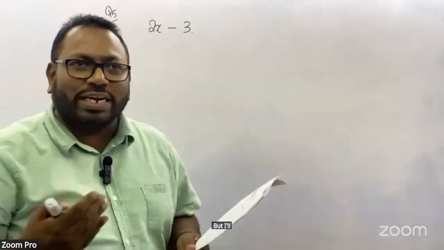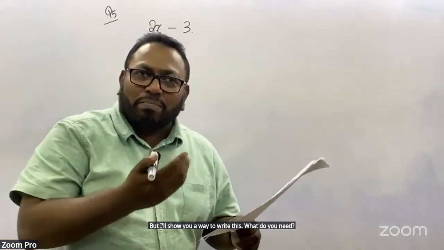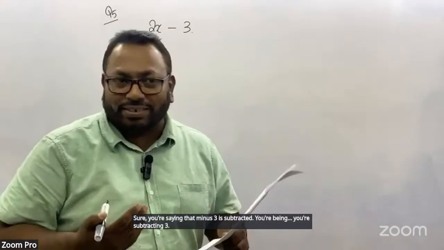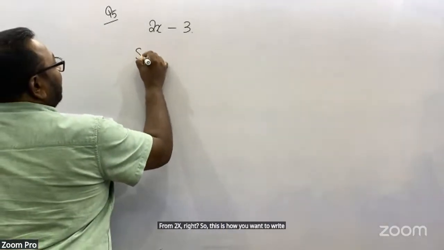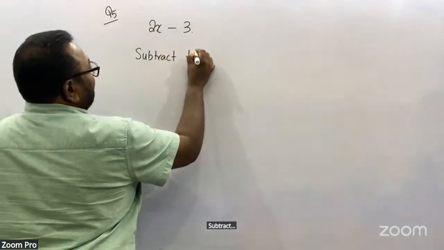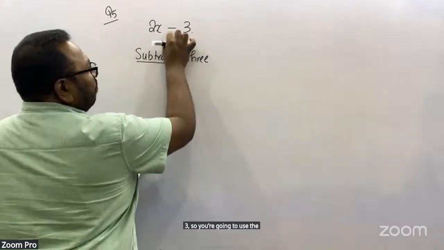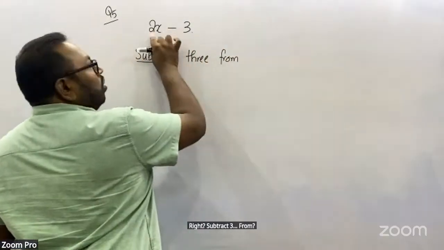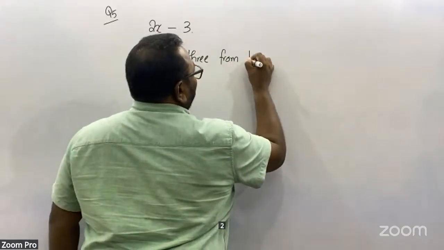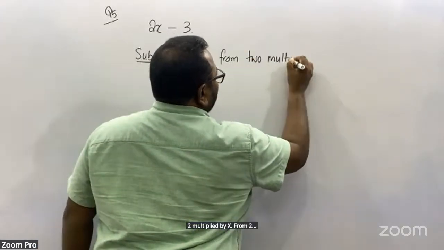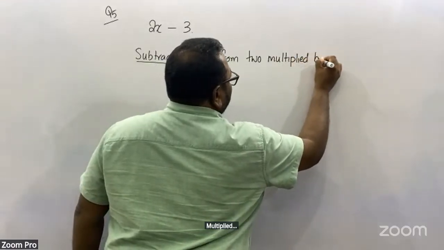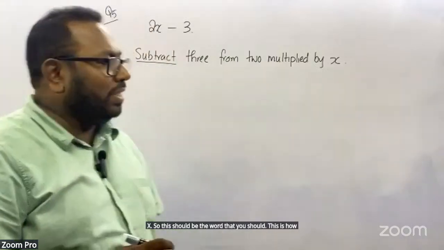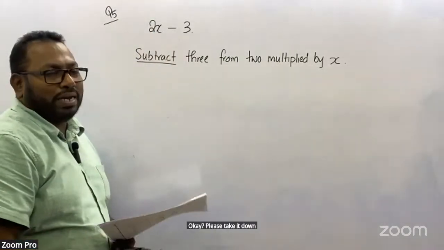But I'll show you a way to write this. What do you need to show? You're saying that minus 3 is subtracted. You're subtracting 3 from 2x, right? So this is how you want to write it in words. Subtract 3. So you're going to use the word subtract for this, right? Subtract 3 from 2 multiplied by x. So this is how you should write it. Okay, please take it down. Subtract 3 from 2 multiplied by x.